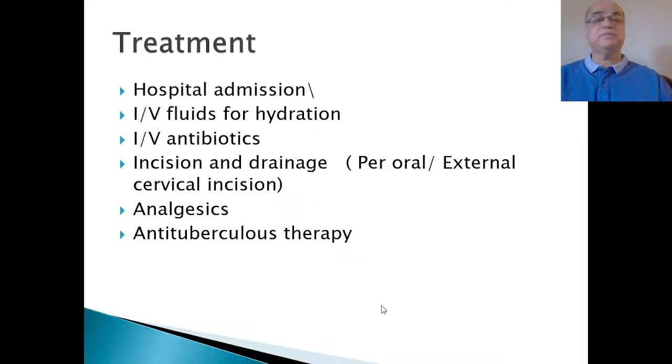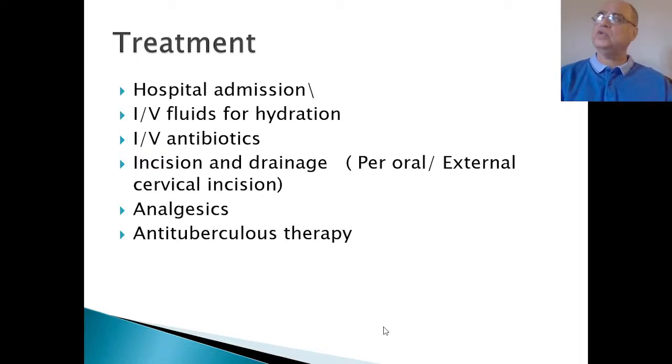So hospitalization is a must. IV fluids for hydration, IV antibiotics for superadded infections, because the specific treatment will be anti-tuberculous therapy, so any wide spectrum antibiotics. Then incision and drainage, again just like acute abscess, peroral or external transcervical incisions, analgesics, and then anti-tuberculous therapy is a must. Anti-tuberculous therapy, the medical or pulmonology people will talk about in detail, and you will refer to those books as well. And there are different regimes. There is a 6-month regime, there is a 9-month regime, so accordingly we have to follow that.